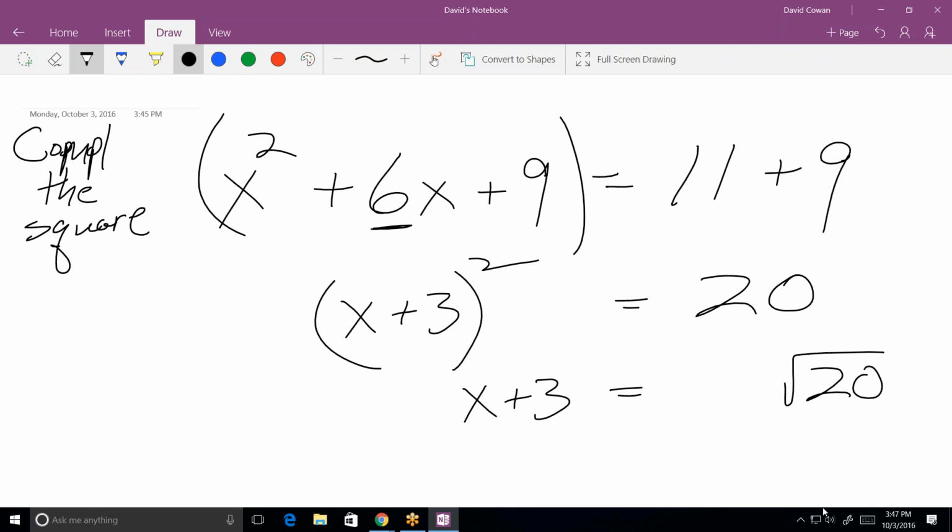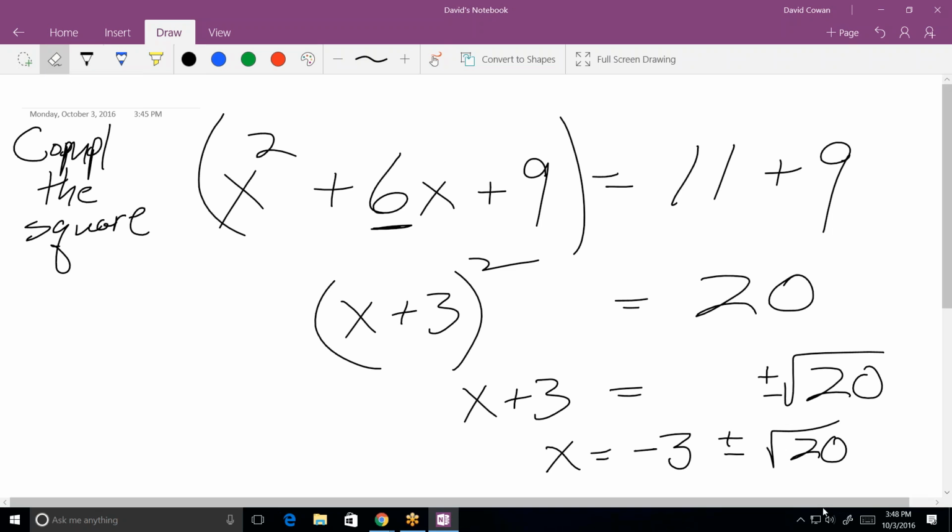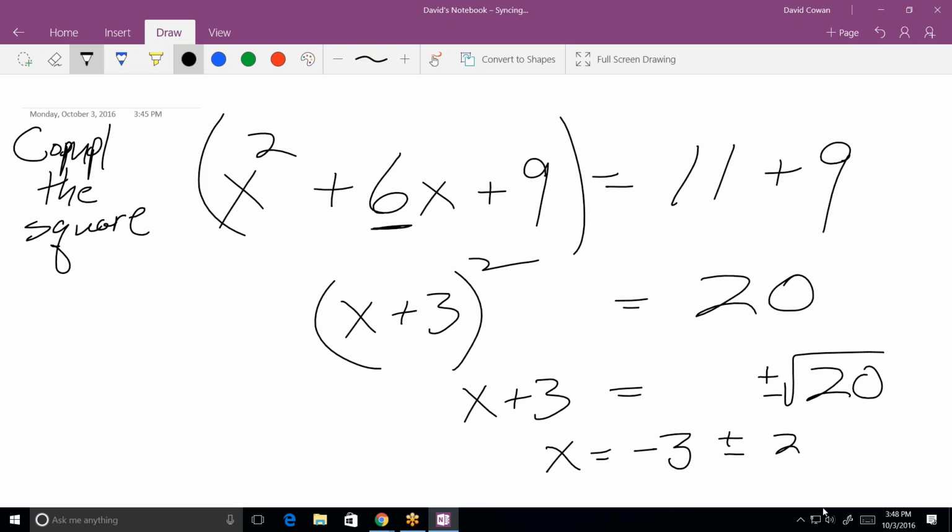And subtract 3. So I end up with square root of both sides leaves a plus or minus there. So I end up with minus 3 plus or minus the square root of 20. Now the square root of 20 is the same as 2 root 5. So let's simplify that. It's square root of 4 times square root of 5, which comes down to 2 root 5, okay?